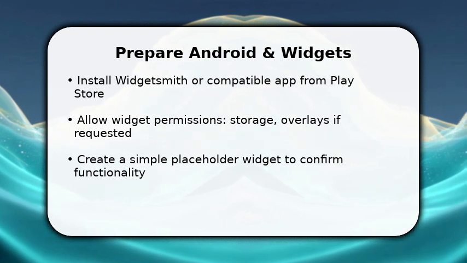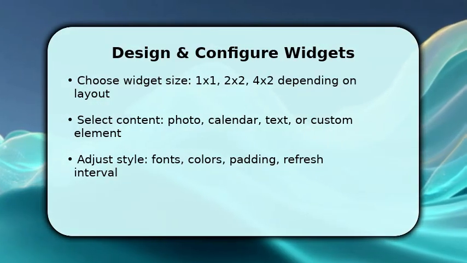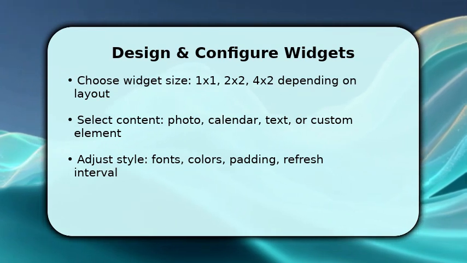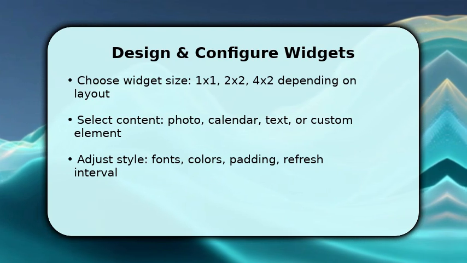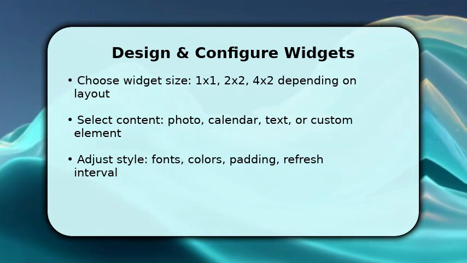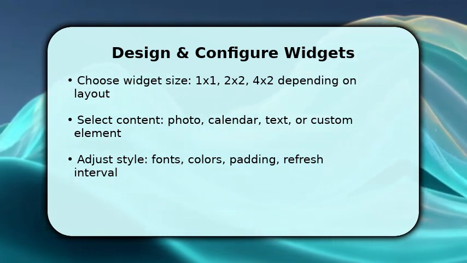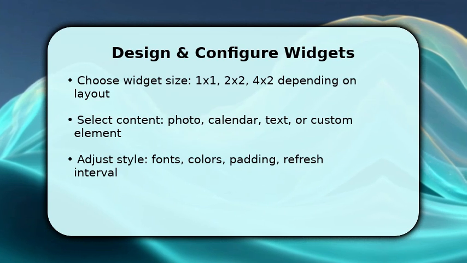Now you design the widget itself. Pick the size that fits your home screen grid because size impacts what content looks good. Then select the content type, photo for images, calendar for events, or text for quick notes, and customize fonts, colors, and padding so the widget reads clearly.